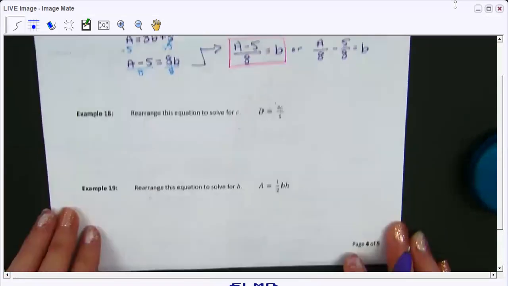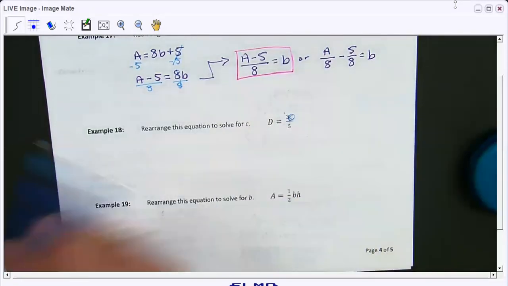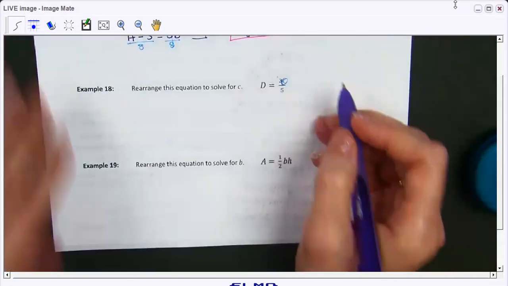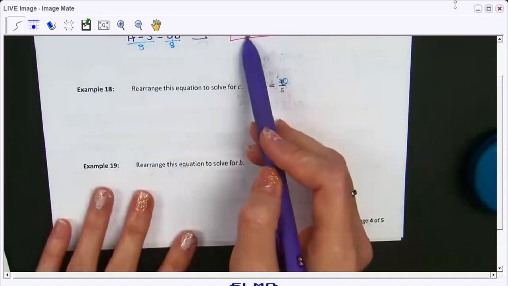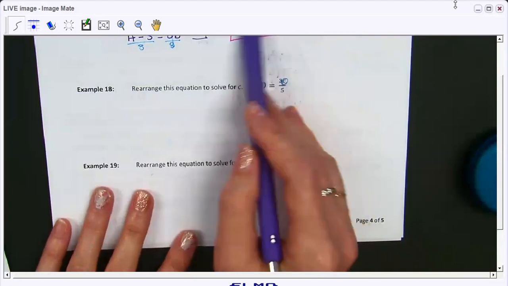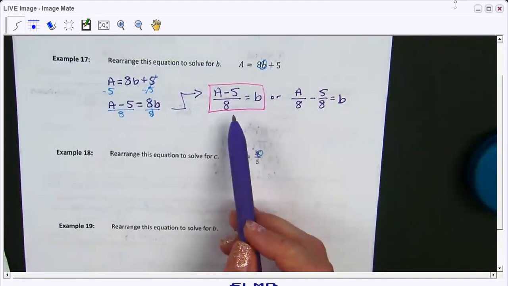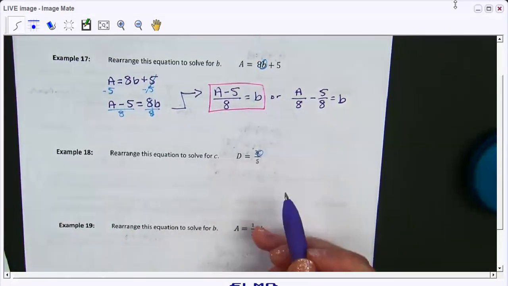Okay, 18, rearrange this equation to solve for C. Now, yes. It would be wrong to say A over 8 minus 5, right? Right. Oh, I'm glad you said that. Yes. The 8 is the denominator of the whole thing. So 8 goes underneath both of them. That was a great question.